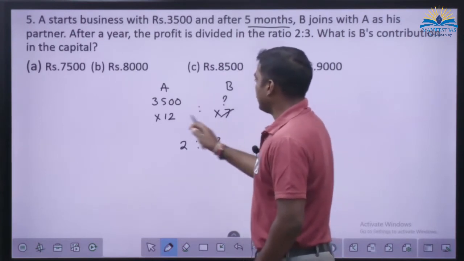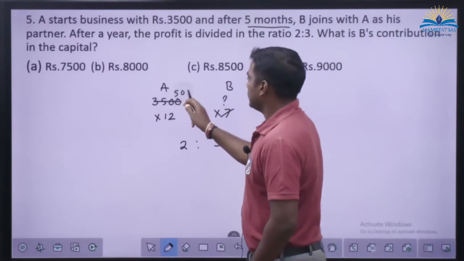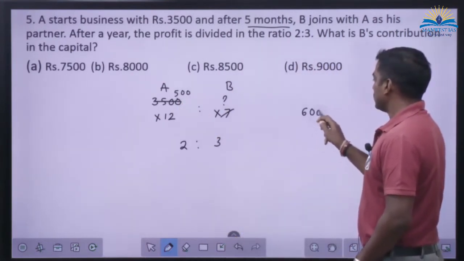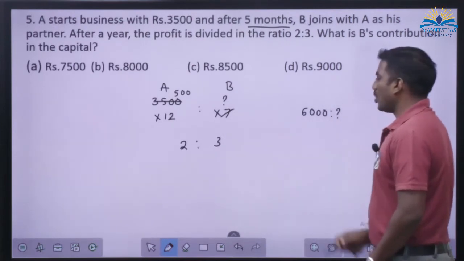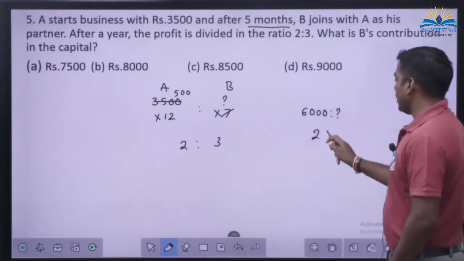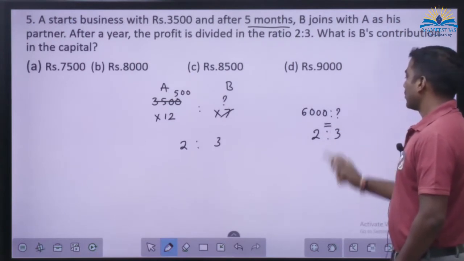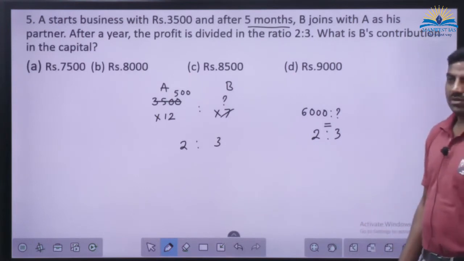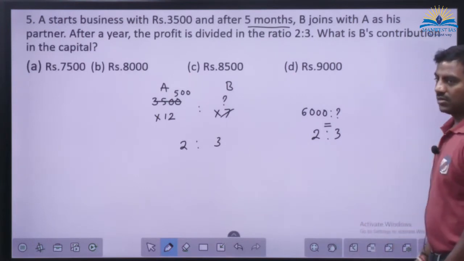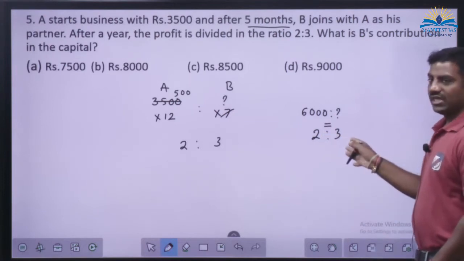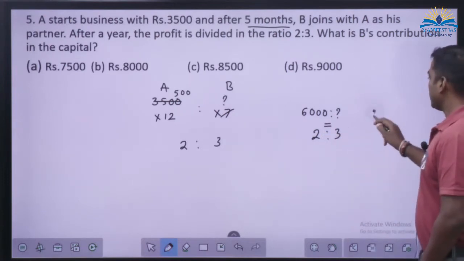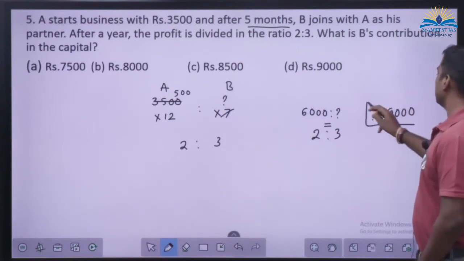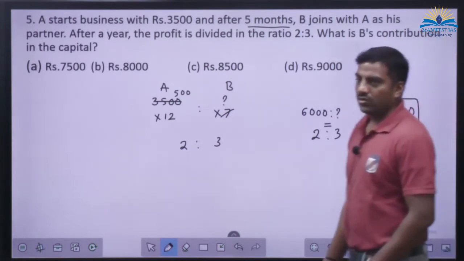Try to cancel this one. 7 ones are 7 500s. So finally this is 6,000 is to what? Equal to 2:3. 6,000 is to what? Equal to 2:3. What should be the answer? You don't have to calculate. 2 times here, 3 times here. So this question mark is nothing but 9,000. Question mark equal to 9,000.